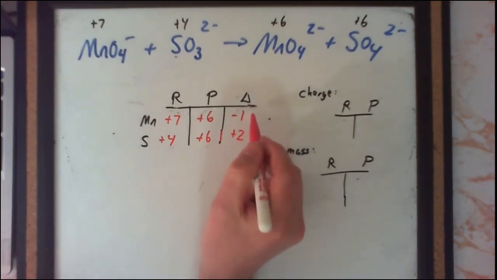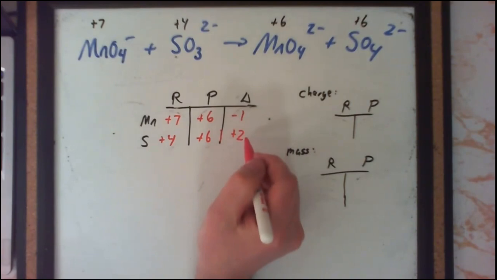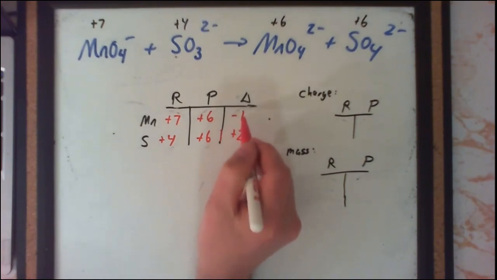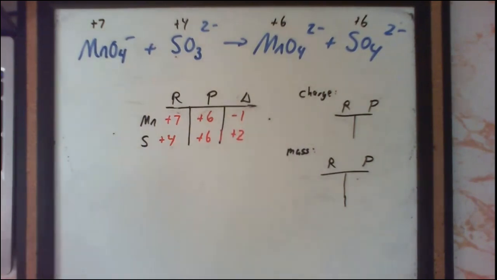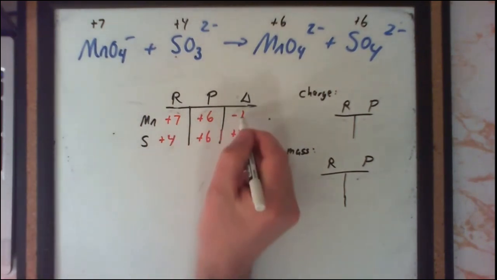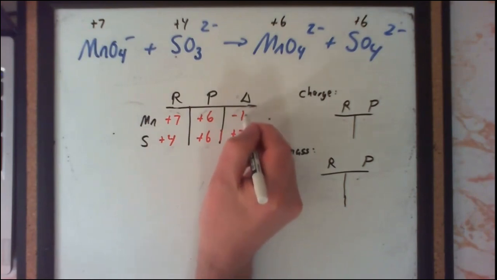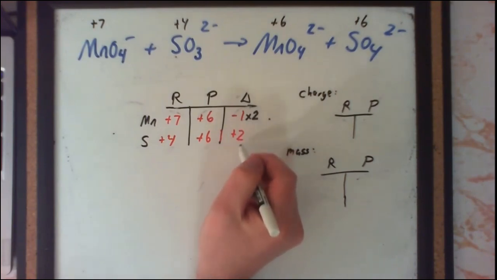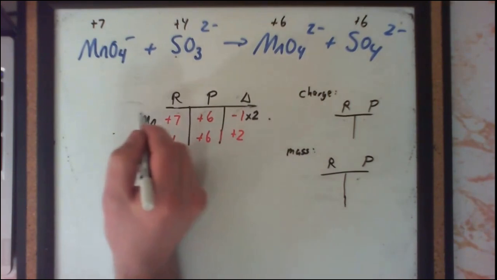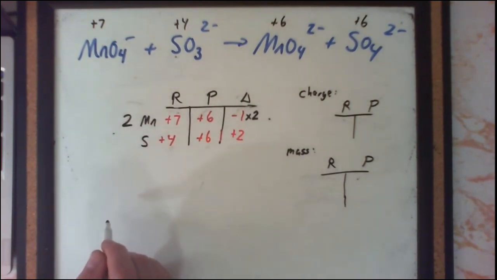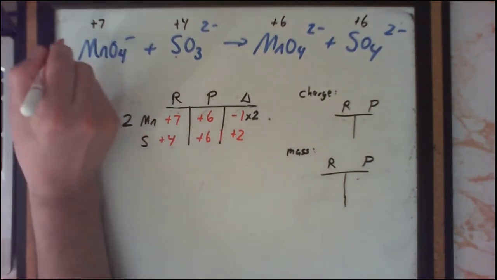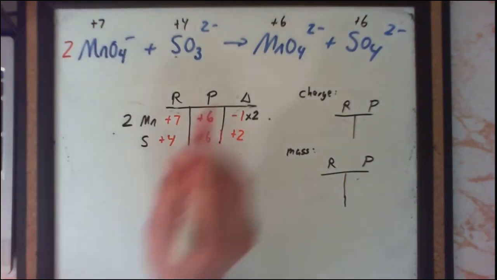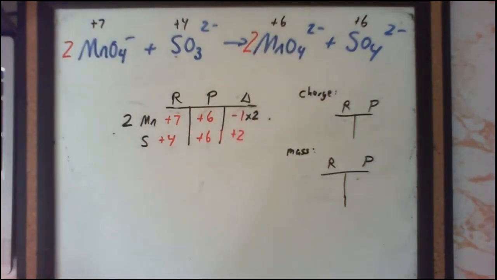Now our next step is to figure out what factors I need to multiply these numbers by in order to ensure that the magnitude of this number is the same as the magnitude of this number. So we get 1 and 2 like we did before. The lowest common multiple of 1 and 2 is 2. So I can ensure that these two numbers are the same magnitude, opposite sign, by multiplying this number by 2. That will give me -2, which matches the +2. Because I had to multiply this number by 2, I also want to multiply the coefficients of all my manganese-containing compounds by 2. So then in my balanced equation, I now have 2 MnO4 minus and 2 MnO4 2 minus.